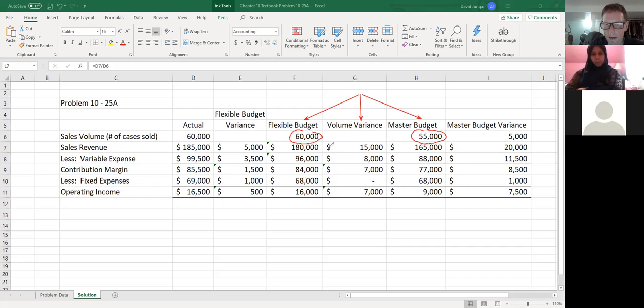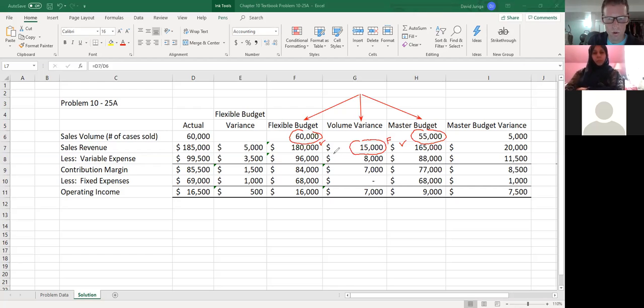So this first one right here, this $15,000 variance, you got sales revenue of 180 compared to the master budget of 165. Of course, we say this is favorable, but it's all volume based, right? All the differences in this column are based on volume. The only reason we have $15,000 as a favorable was because we had 5,000 more units of sales. So that's why this volume variance is a favorable variance.